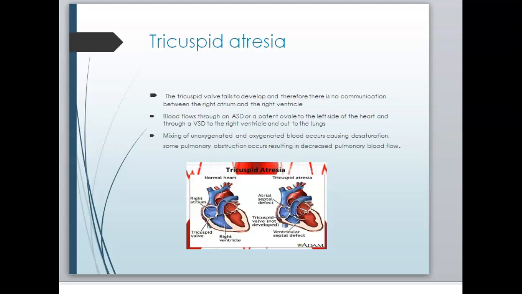Blood flows through an ASD or a patent foramen ovale to the left side of the heart and through a VSD to the right ventricle and out to the lungs. So there's a mixing of unoxygenated and oxygenated blood, which occurs, causing desaturation. Some pulmonary obstruction occurs, resulting in decreased pulmonary blood flow.